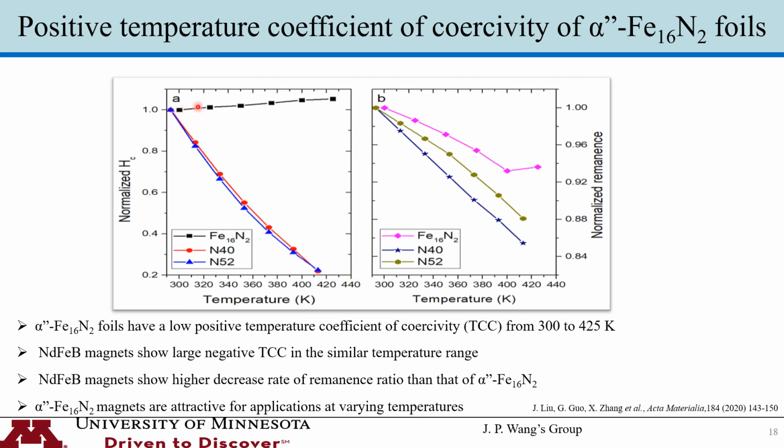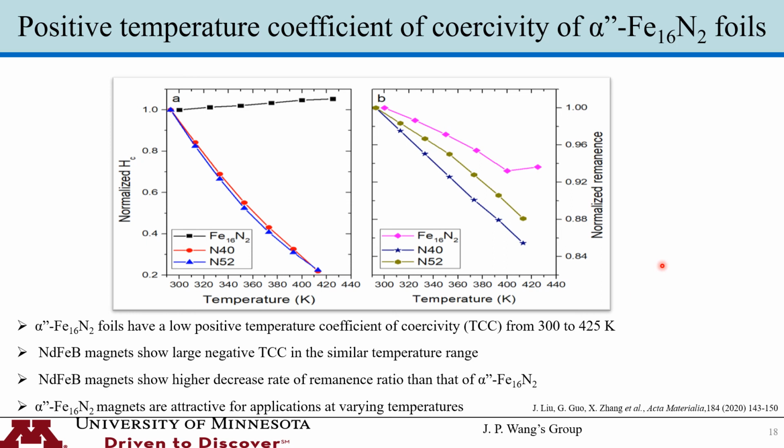Interestingly, we found that alpha double prime Fe16N2 foils have a positive temperature coefficient of coercivity instead of negative. This effect is due to the nitrogen atom ordering effect in this temperature range in the nitrided foils. For the neodymium iron boron permanent magnets, we can see they have a large negative temperature coefficient of coercivity, and the coercivity can decrease up to 80% with the temperature close to 420 Kelvin. And also, the neodymium iron boron permanent magnet shows a higher decrease rate of remanence ratio than that of alpha double prime Fe16N2 foils. So this makes the alpha double prime Fe16N2 a good candidate for applications at varying temperatures.